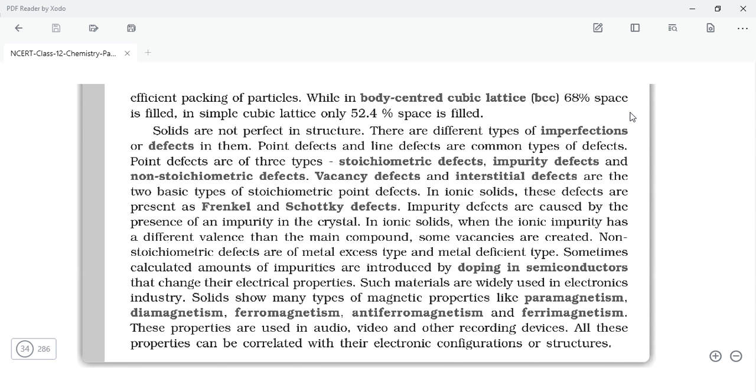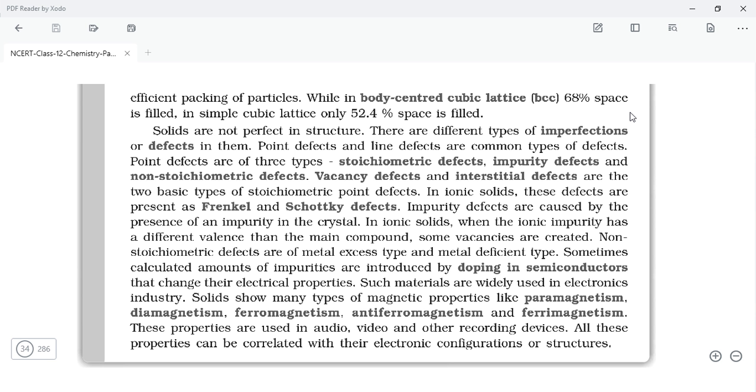Solids are not perfect in structure. There are different types of imperfections or defects in them. Point defects and line defects are common types of defects. Point defects are of three types: stoichiometric defect, impurity defect, and non-stoichiometric defect. Vacancy defect and interstitial defect are the two basic types of stoichiometric point defects. In ionic solids, these defects are present as Frenkel and Schottky defects.